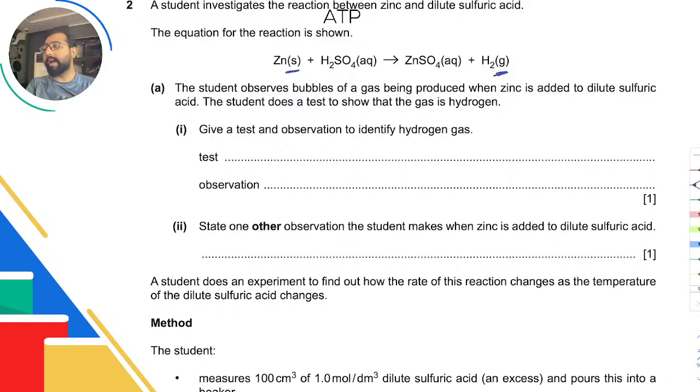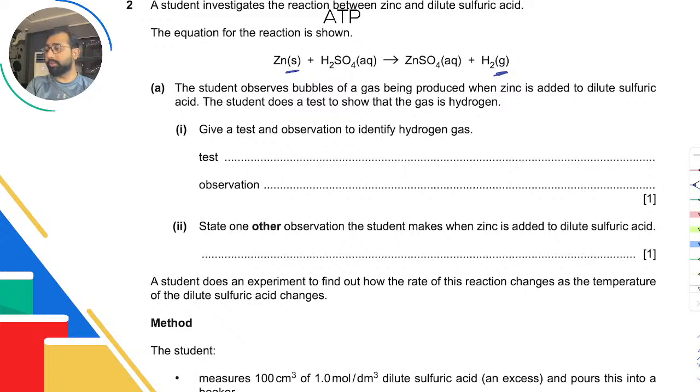Okay, so give a test and observation to identify hydrogen gas. So test care. Test is something that you do. Observation is obviously something that you see or smell. Although lab mein hume cheezon ko smell ya taste nahi karna chahiye. So the test for this is that you have a burning splint, you bring it close to this. Observation is it pops. That's it.